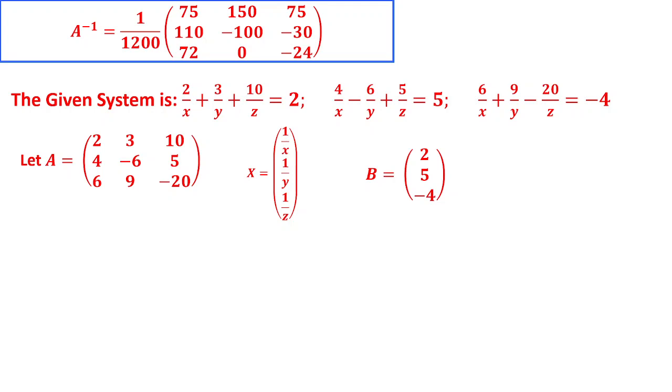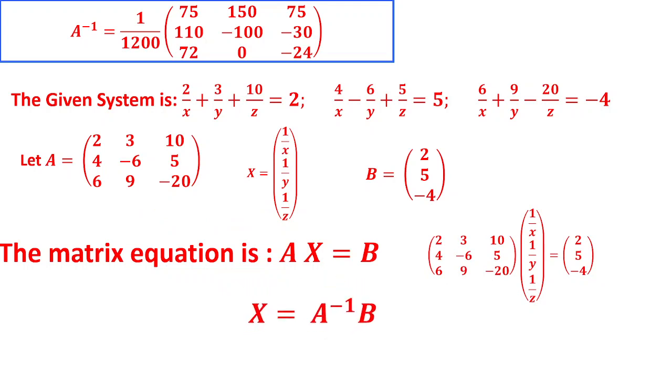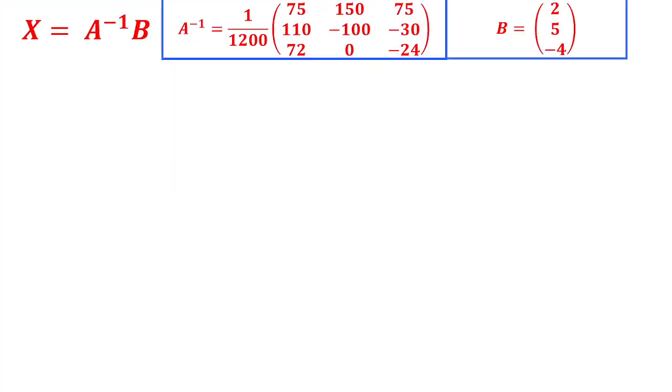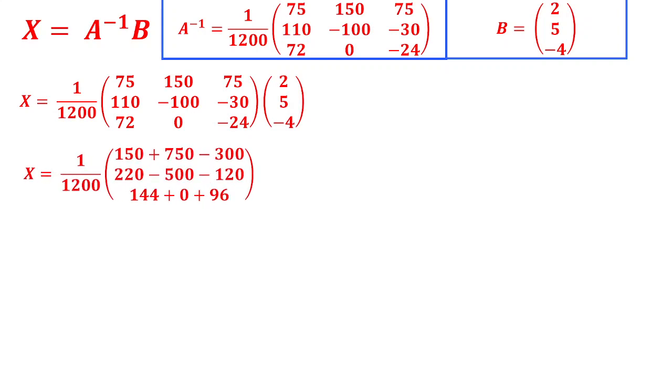All of you can take 1 by x as A, B, C. You can do, no objection in that. Or capital X, capital Y, capital Z, also you can take, no objection. The matrix equation is AX is equal to B. Therefore X is equal to A inverse B. Already A inverse I have obtained. Put it over there. After the calculation, bring that 1200 inside.